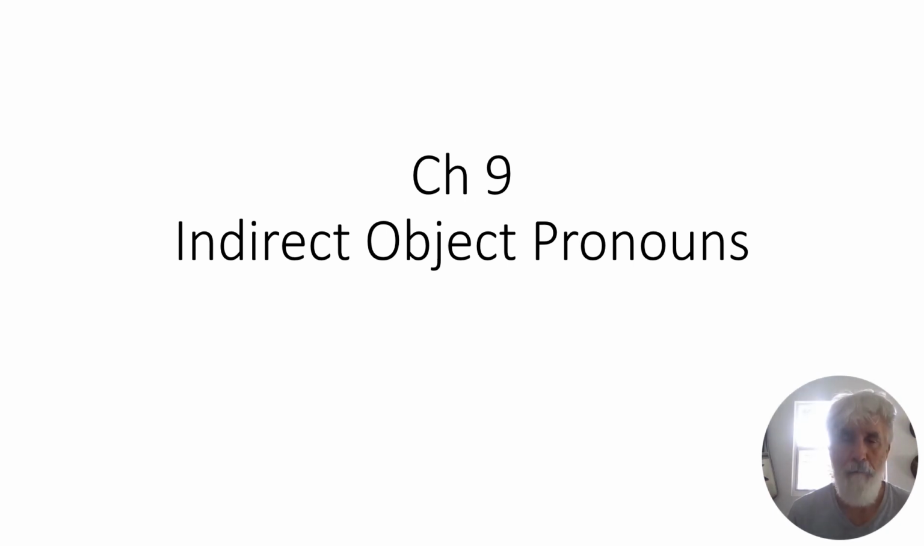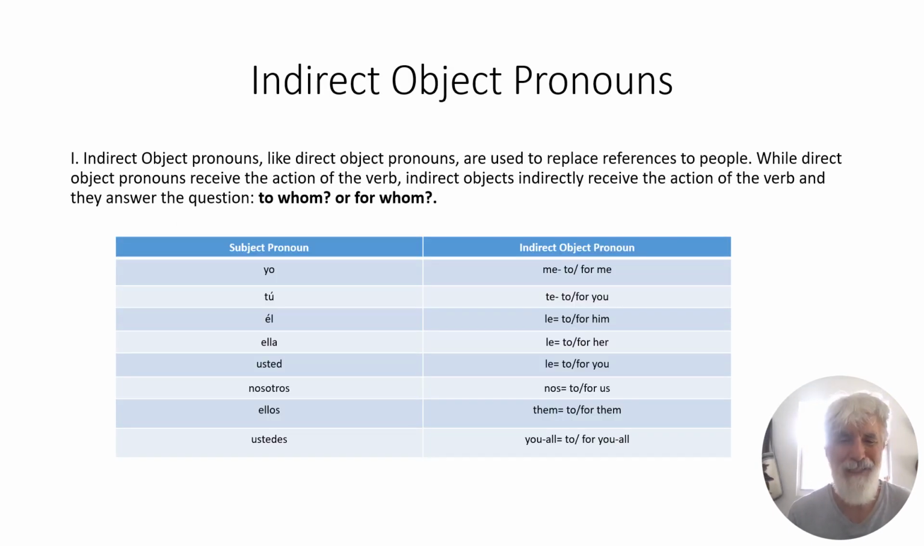So I bought Mary a gift. Mary is the indirect object. I want to get rid of her now and put in the pronoun, which replaces a noun. So I want to say I gave her a gift. Okay, her in that case is the indirect object pronoun. And again, you can look through these. They're very simple concepts. So let's look at the indirect object pronouns in Spanish.